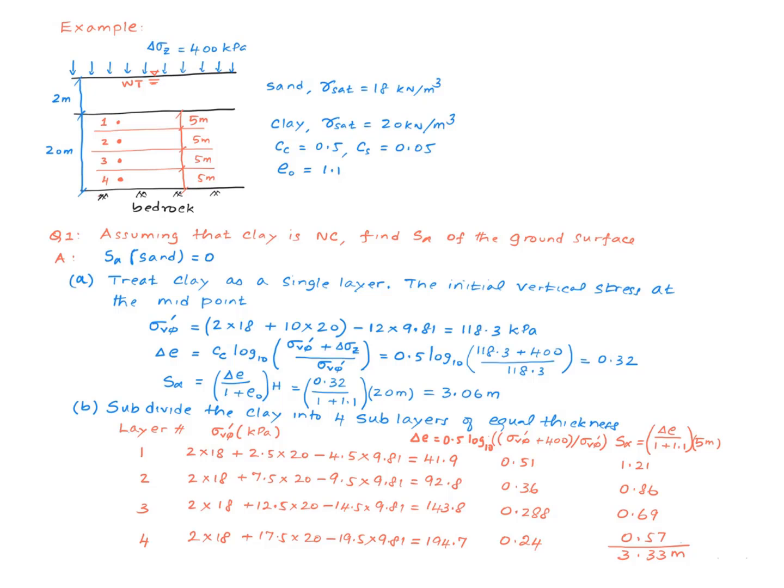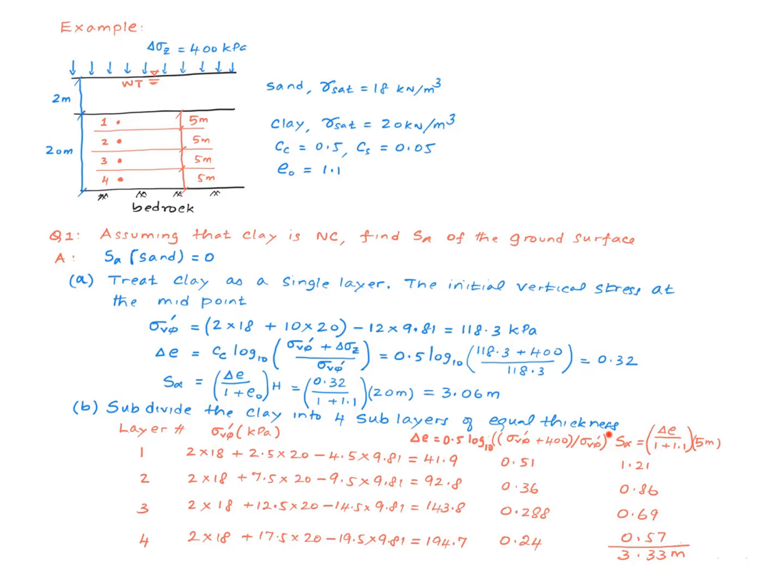Next, I'm going to repeat the calculations with the clay layer subdivided into 4 layers of equal thickness like shown here. So what you do for each of the 4 layers, you calculate the initial vertical stress, initial effective vertical stress at the midpoints of these layers, and they work out to be these for these 4 layers. And then you calculate the change in void ratio at these points, which are the midpoints of these layers, and they work out to be these.